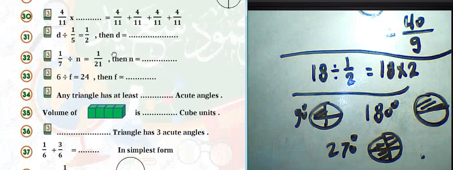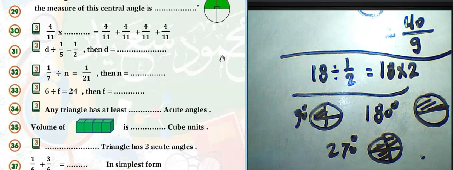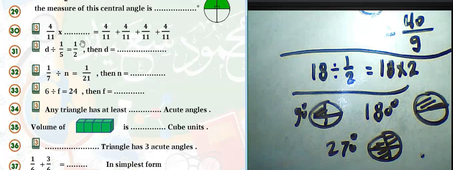Question 30. 4 over 11 multiplication what? 1, 2, 3, 4. Write 4 here. He repeated 4 over 11 three or 4 times, 4 times. We must write here 4 in the space.